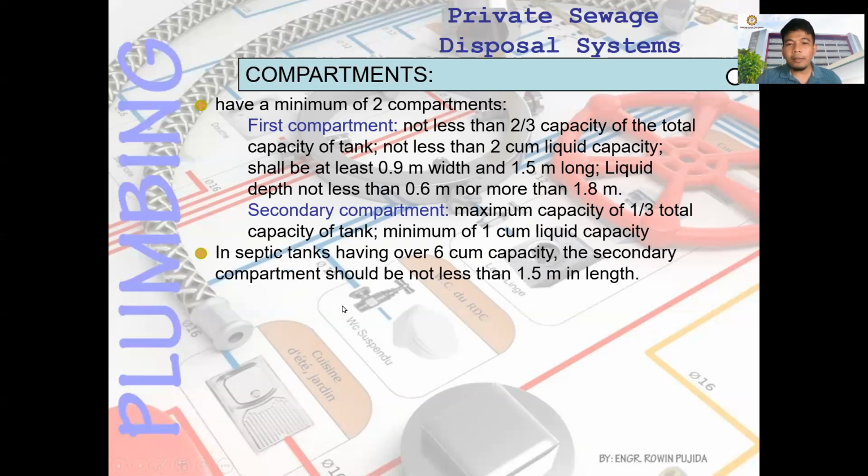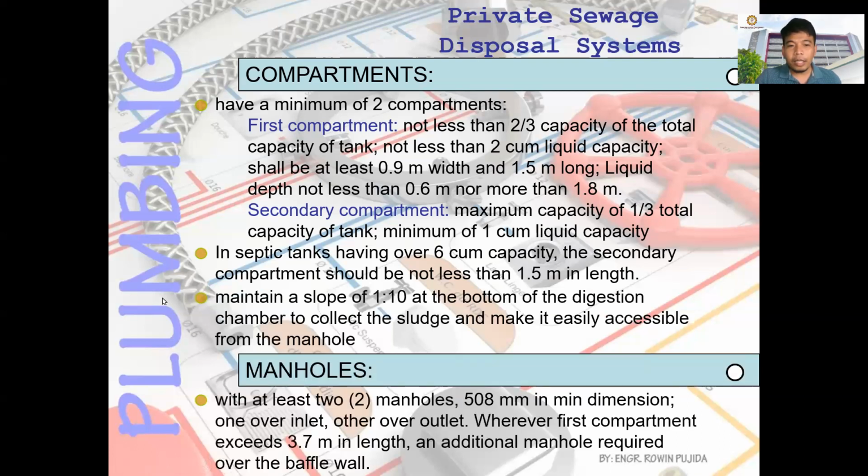So in septic tank having over 6 cubic meter capacity, the secondary compartment should not be less than 1.5 meter in height. So therefore, you have 1.5 cubic meter volume of liquid capacity for the secondary compartment. And then the manhole. And then this one, you have to maintain a slope of 1:10 at the bottom of the digestion chamber to collect the sludge and make it easily accessible by the manhole.